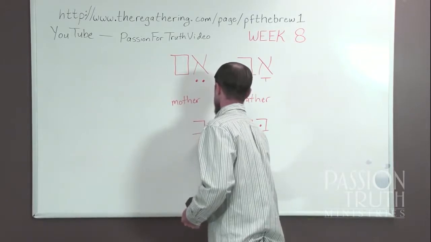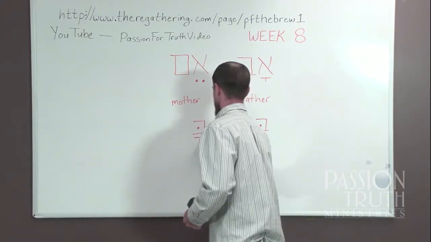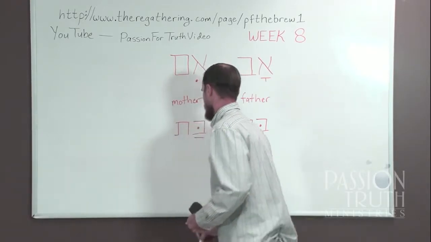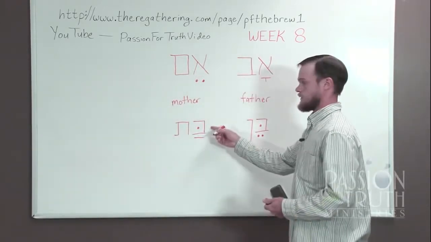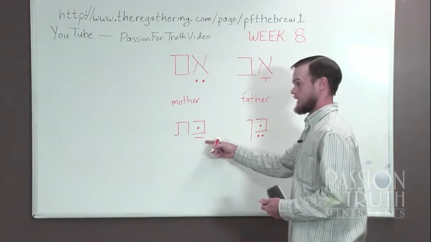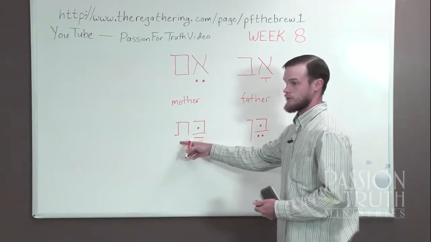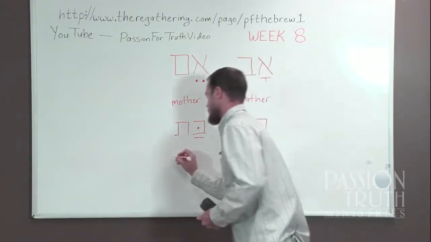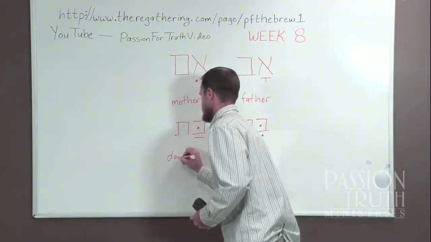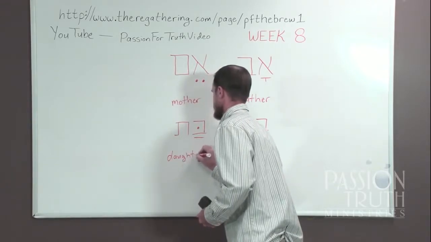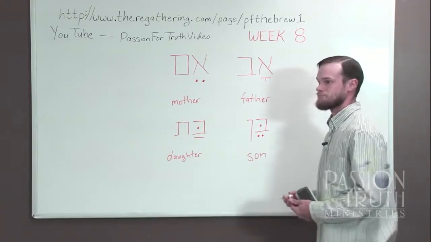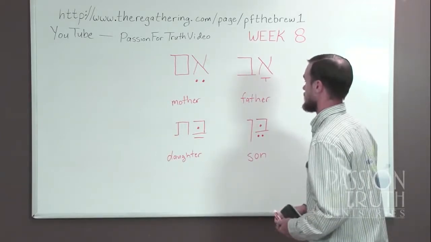A bait with a dagesh, the patach underneath, followed by a tav. We've got the B of the bait, the A of the patach, and the T of the tav, so that's bat. And bat is a daughter. So av, aim, bane, and bat: father, mother, son, and daughter.